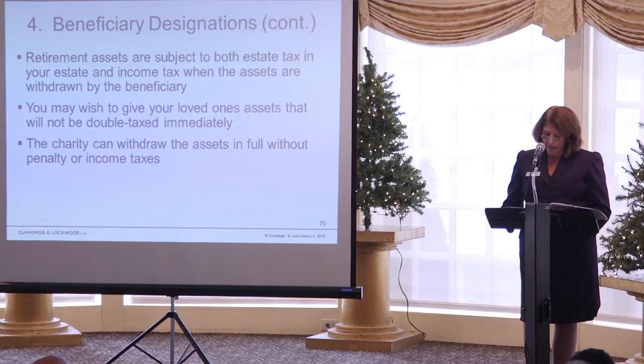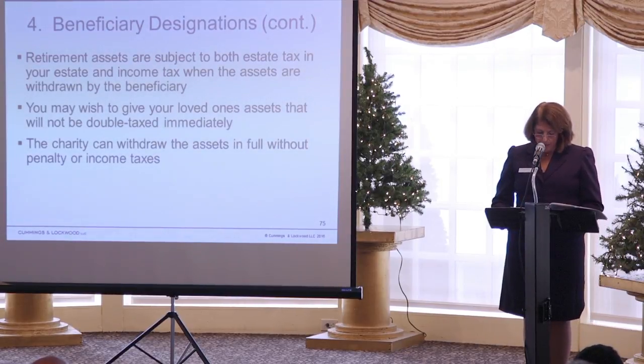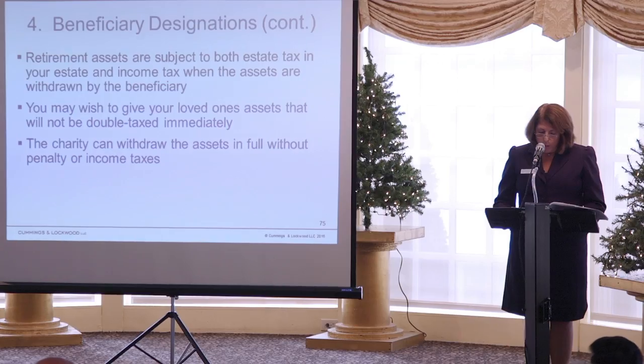If a donor has sufficient assets to leave to his or her family or loved ones, but wishes to give a portion to charity, the donor can choose the most advantageous assets to give to his or her family and to the charity. If the donor names an individual beneficiary to receive the retirement assets, as you know, his or her estate will include the assets as part of the estate, and the beneficiary will pay income taxes when he or she takes out the required minimum distribution. However, the charity can withdraw the assets in full without penalty or income taxes. One caution: if your client is married, the spouse must usually consent to a beneficiary designation being made to someone other than your spouse.